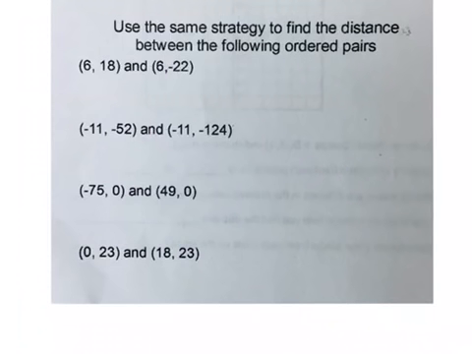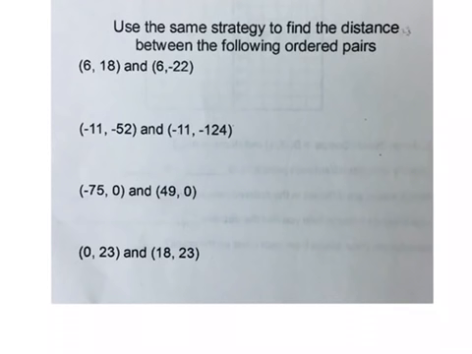All right, so now that we have our rule and we don't need a graph to be able to do it, I should be able to give you some really big numbers and you can still do the same thing. So I'll walk through how we're going to do this with the first one and then we'll see if you can do it. So our first question is (6, 18) and (6, -22).